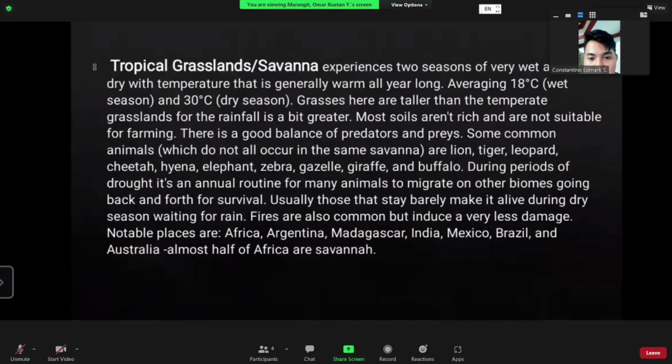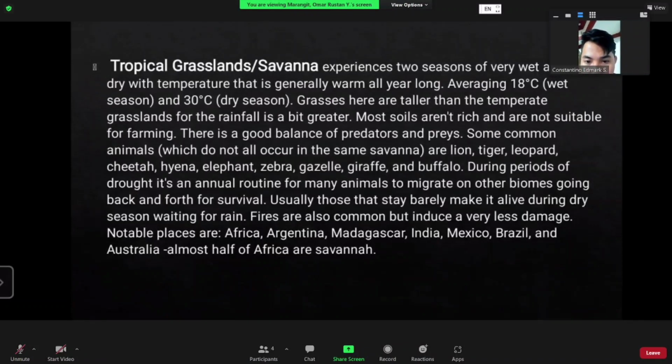Tropical grasslands or savanna experience 2 seasons, very wet and very dry, with temperature that is generally warm all year long, averaging 28 degrees Celsius in wet season and 30 degrees Celsius in dry season. Grasses here are taller than the temperate grasslands. So, meron lang siyang dalawang season, yung wet and dry season. Yung tropical grasslands or sinasabi natin savanna.